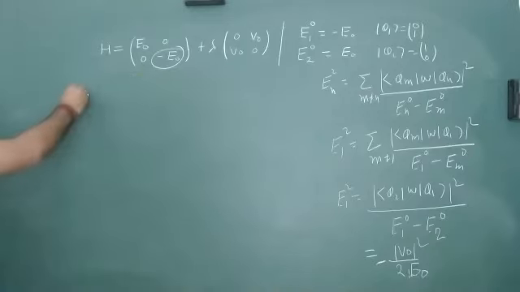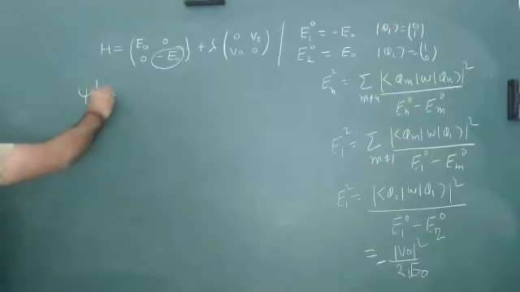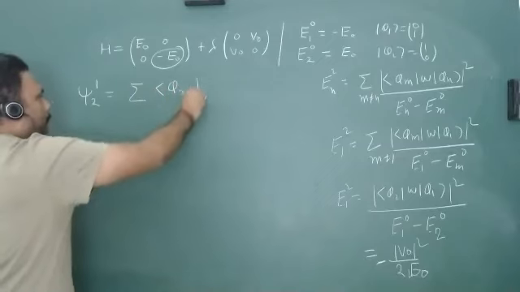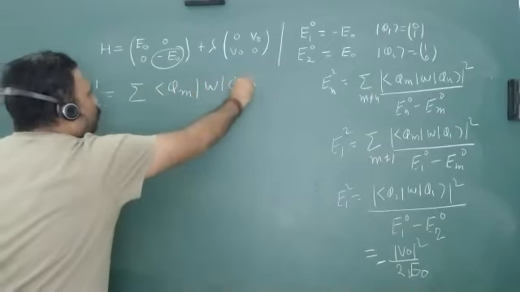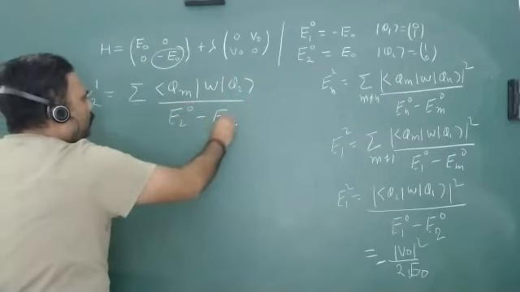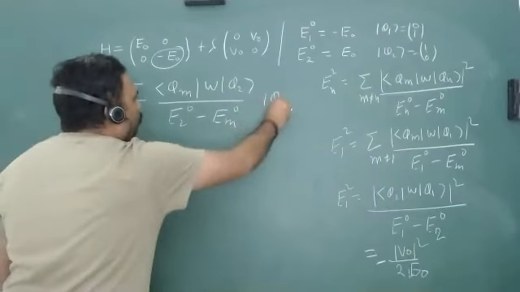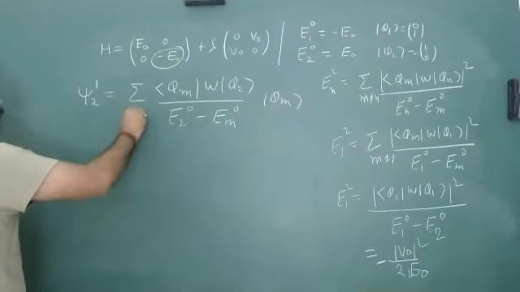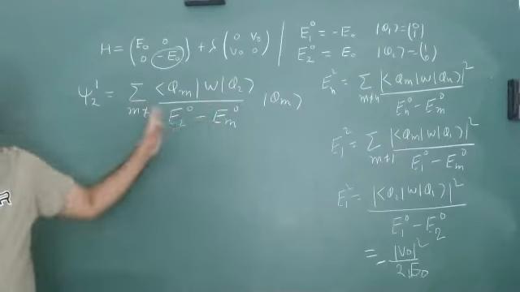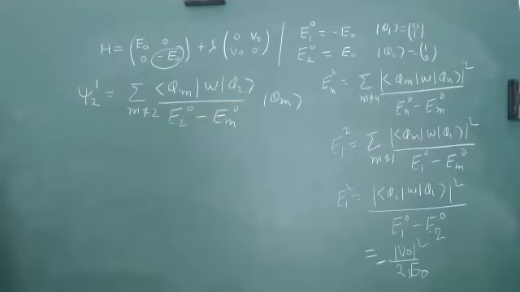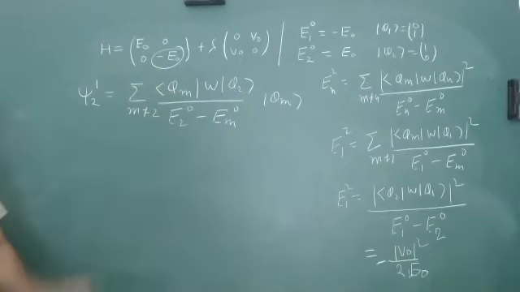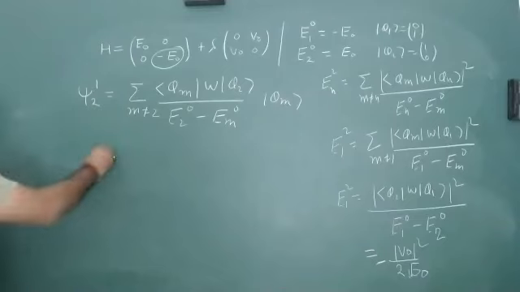So we have to write psi 2 1. What is the meaning of that? Summation over phi m W phi 2, and here we have E20 minus Em0, and that will be phi m, where m is not equal to 2. Suppose it is a 3 cross 3 matrix, then how many terms will there be? 2 terms. If it is a 4 cross 4 matrix, then how many terms? 3 terms, because 1 term we are just leaving. Very good. Now you understand.